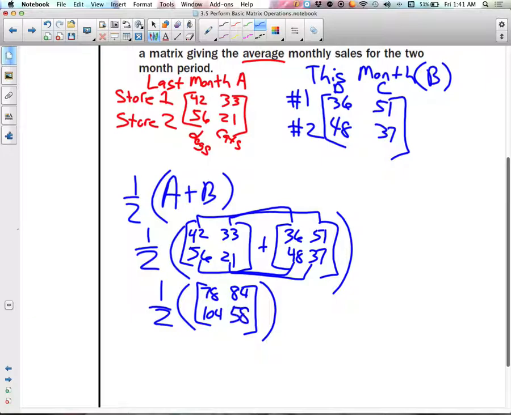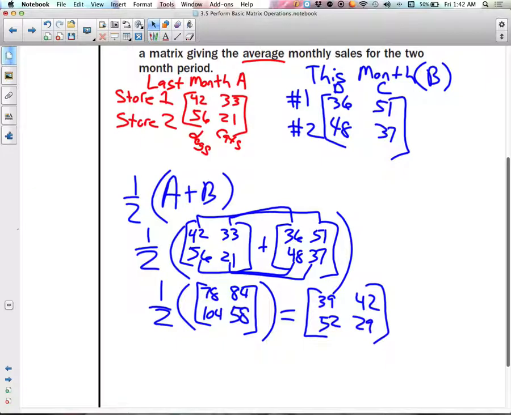So we add first, and then we're going to divide by 2, but that's really the same as multiplying by 1/2. So we're going to take the scalar and distribute it throughout the matrix, and we will end up with this matrix. 39, 42, 52, and 29. So just go inside and take half of 78, 84, 104, 58, and this is what you'll end up with. Now, what does that mean?